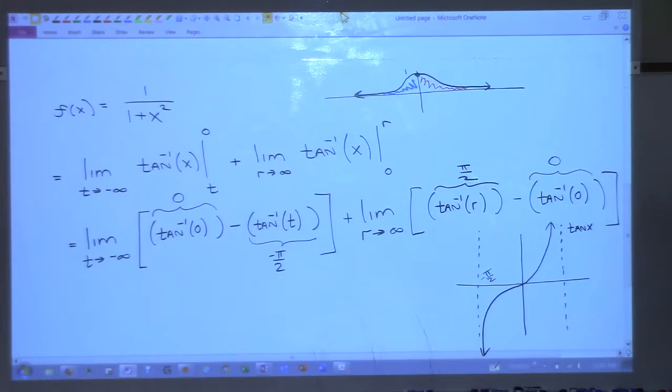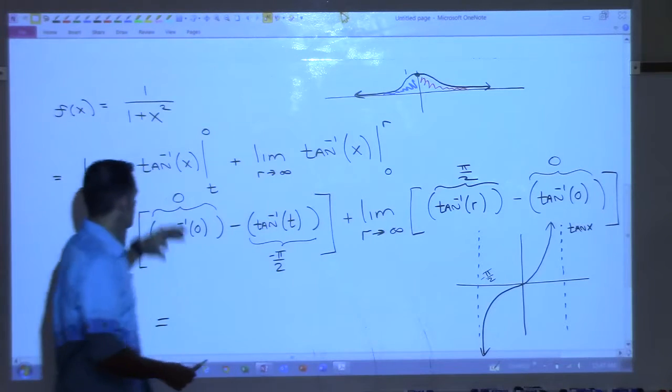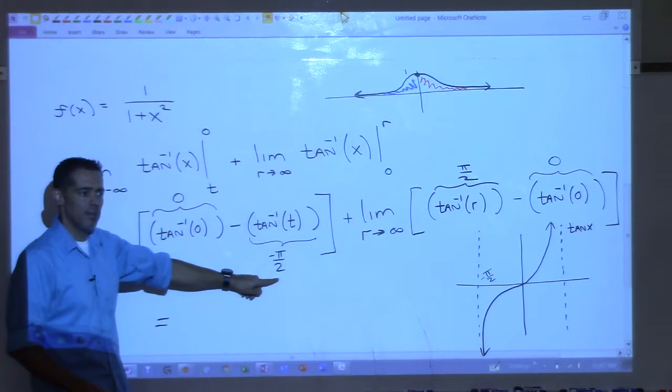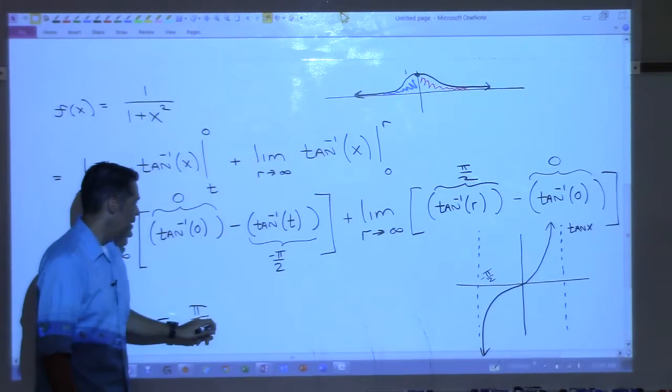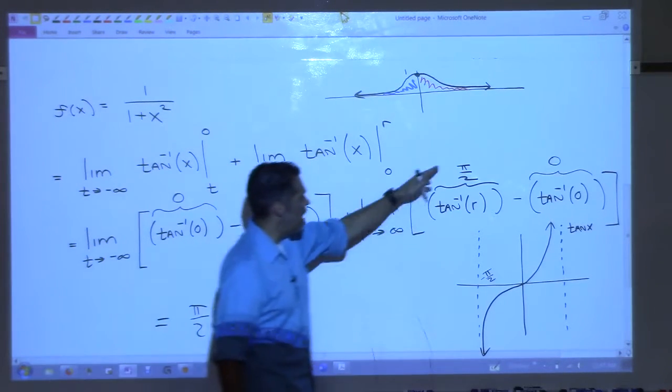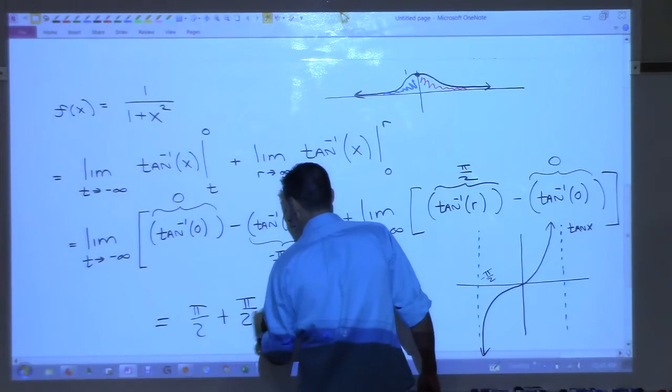Okay, so let's see. We can put this all together. We've done the limit now, so no more limit. This is 0. This is minus pi over 2. So that's plus pi over 2. And then plus, over here we have pi over 2 minus 0, so that's just pi over 2. And that means your answer is pi.